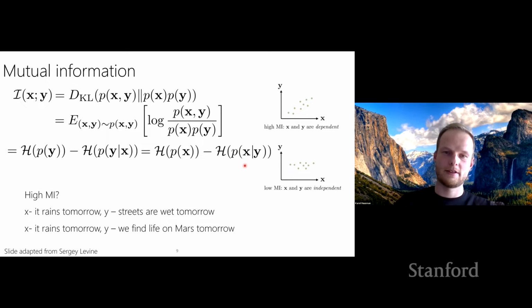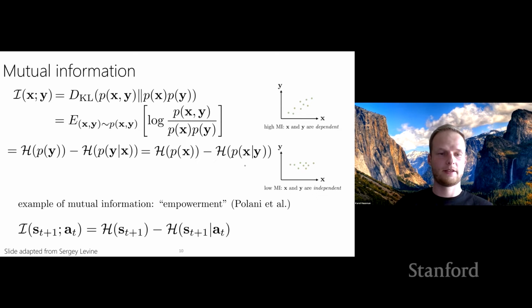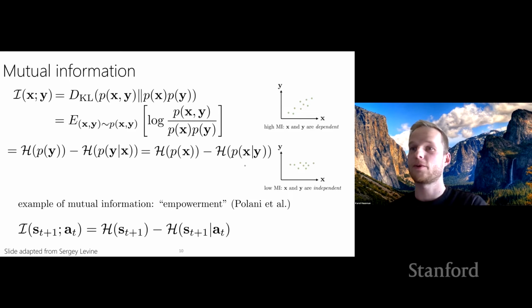All right, great. So this is a little bit more abstract. So I'll give you a particular example of mutual information that is actually used in reinforcement learning. And this is called empowerment. The empowerment is mutual information between the next state and the current action. And so does anybody have any idea why this is called empowerment? Please just speak up, or you can write in a chat or raise your hand, whatever works for you.